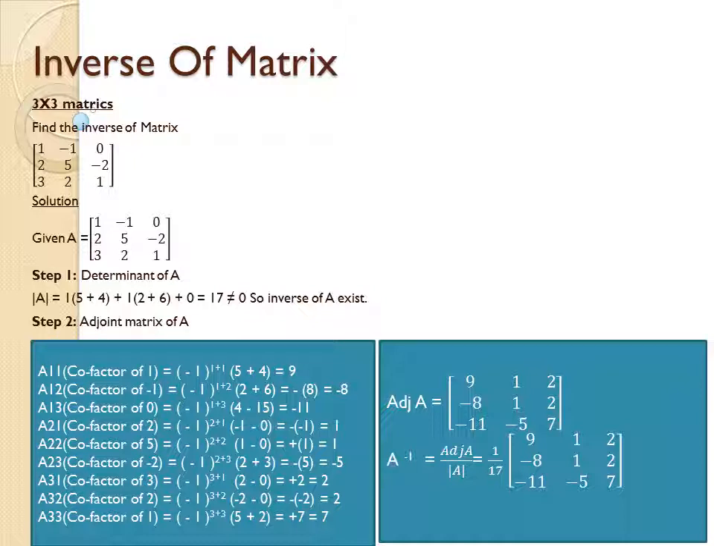Next one is I have to find out A inverse. A inverse means adjugate of A divided by det A. Det A equal to 17, already we have proved, so 1 by 17. Then adjugate of A, that is 9 1 2, minus 8 1 2, and minus 11 minus 5 and 7. So this is my result. Hope this is clear now.